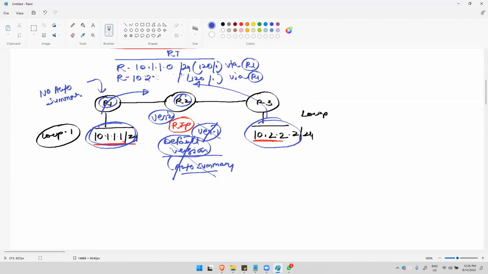10.2.2.0/24. Clear? So always first verify the concepts. Clear? This thing is clear? Now.